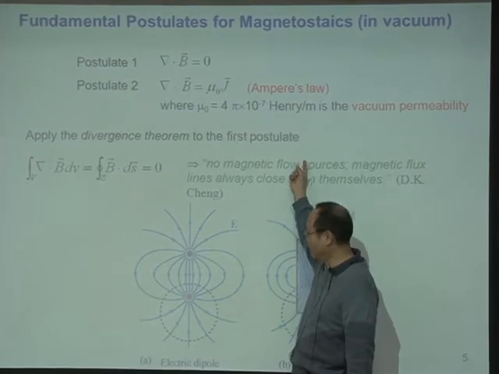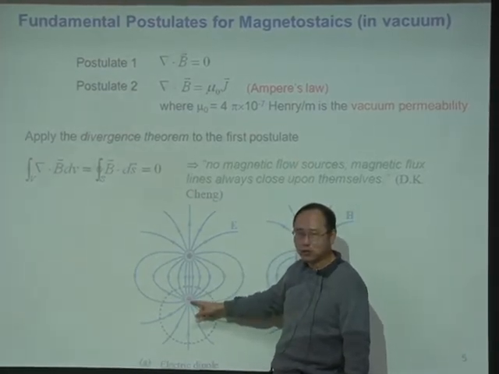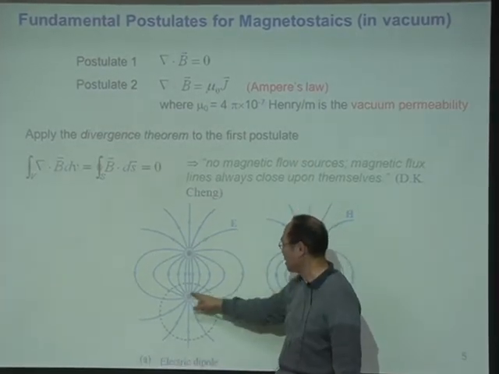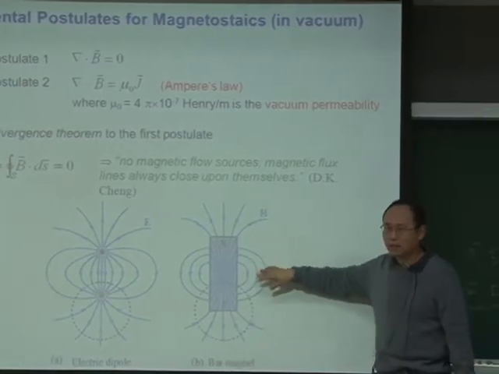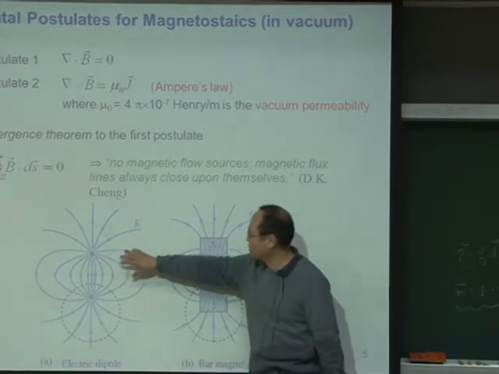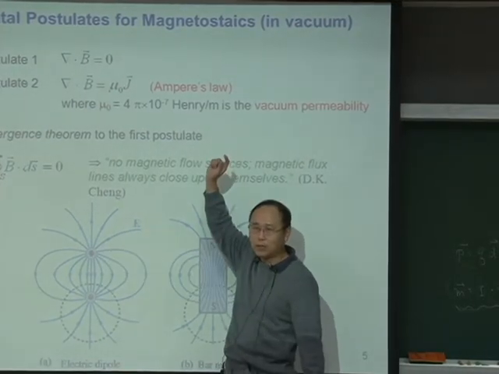Unlike the electric field, if this electric field just go out, it can go to infinite location. Okay, unless there's a negative charge right here, so the flux can come back to the negative charge. Otherwise, this electric field can just go out to infinite location.